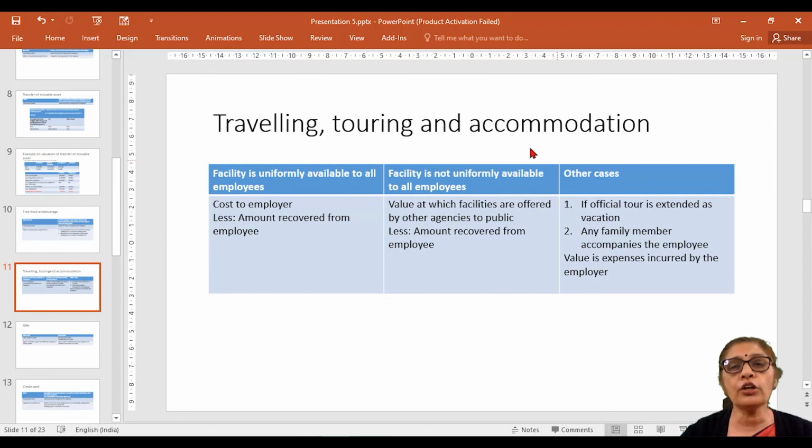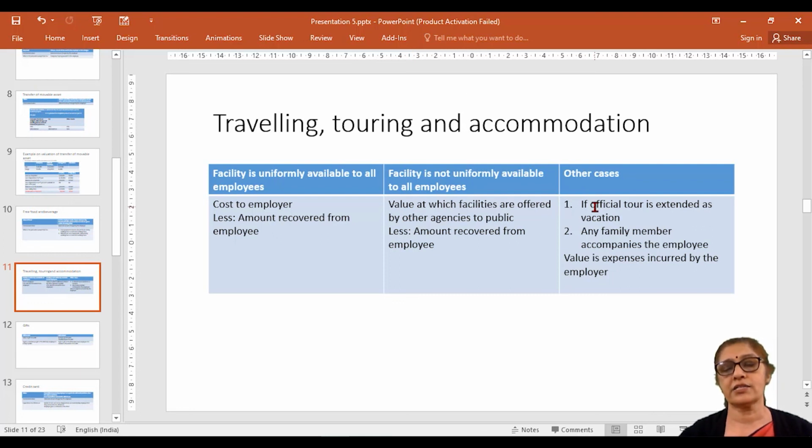If the facility is not uniformly available, and we have different benefits for different categories of employees, then the value is that which is offered by other agencies to the public, because you are not offering it to the public. So the valuation is to be done at the rate at which the facilities are offered by other agencies. Your employer has given it to you free. Had you gone to an outside agency, what would they have charged you? Maybe they would have charged 20,000. So taxable value would be 20,000, less what you pay, concessional.